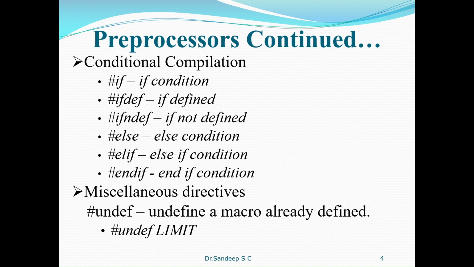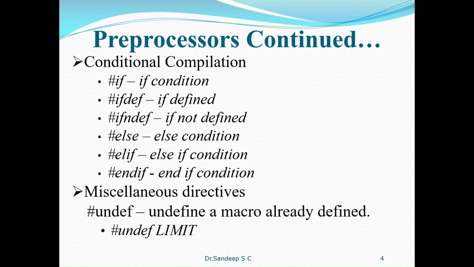That means if a particular variable is defined, or used, and is defined in another file, we want to check if it is already defined to avoid multiple declarations or definitions of particular functions or variables. Then we use #ifdef. Similarly we have #ifndef, if not defined. Basically these two are used when we include header files, to avoid multiple inclusions of the header files. There also we use #ifdef and #ifndef.